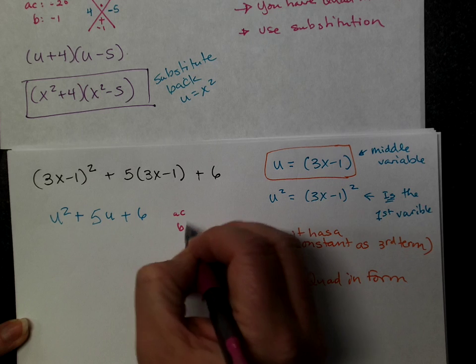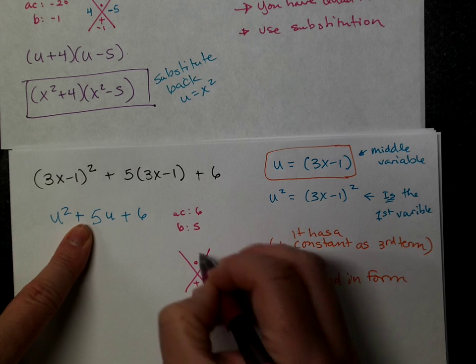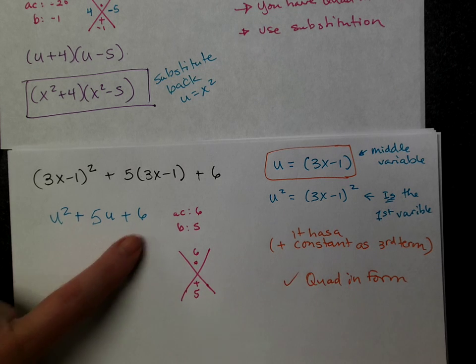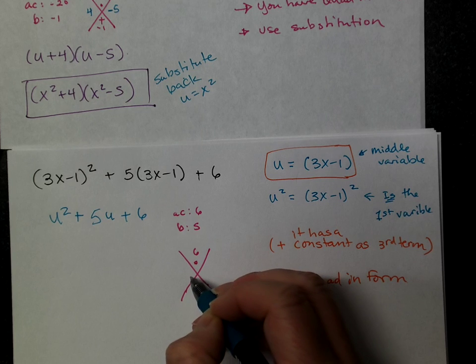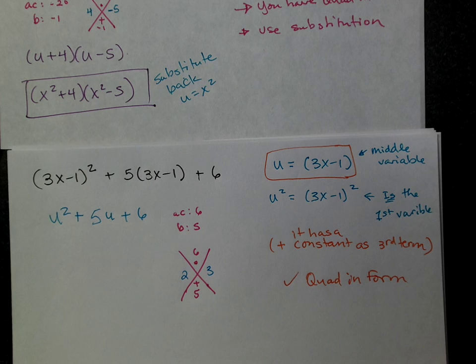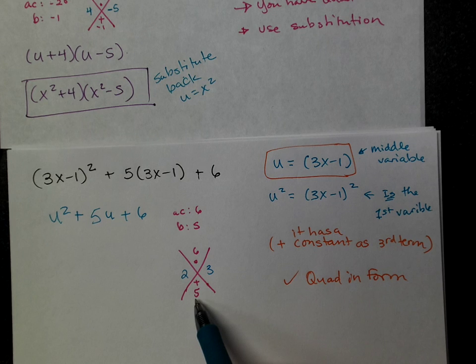Now we just do our ac and b. ac is 1 times 6, b is 5. The sign pattern is plus plus: 2 positives that multiply to make 6 and add to make 5. 2 and 3. Depending on signs, the factor pairs of 6 could be 6 and 1 or 2 and 3, so always double check that. 2 times 3 is 6, 2 plus 3 is 5. So once we write it out, you know, the u plus 2 and the u plus 3.